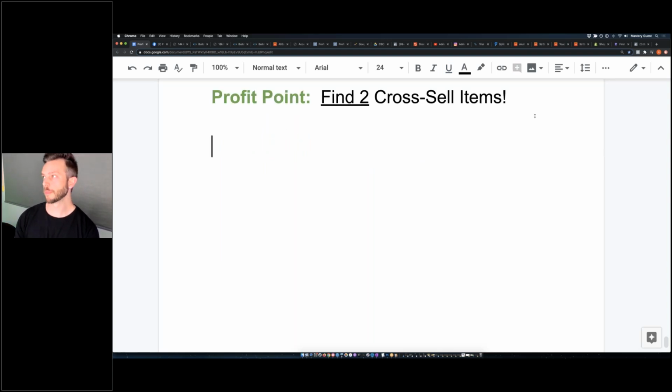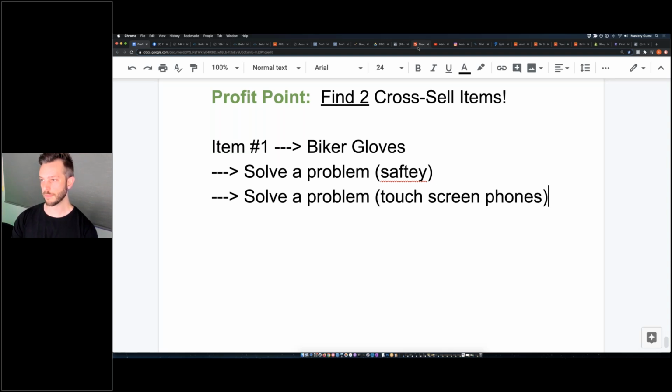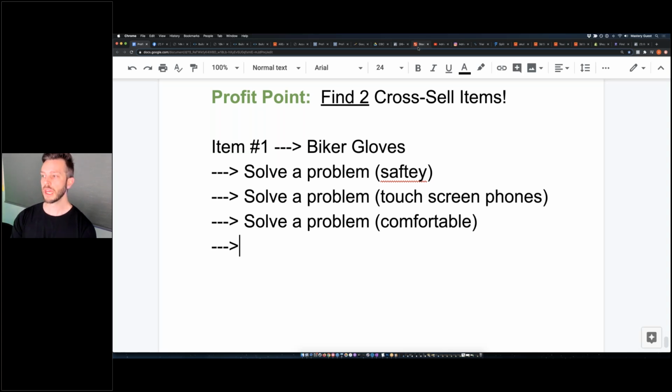So here's what we did, okay? Item number 1 is going to be the biker gloves, right? Now, the biker gloves solve a problem of safety. I'll fix that spelling later. They solve a problem with touchscreen phones, and also solve a problem of comfort because they have ventilation. And they also just simply look cool. All right, these are all benefits.